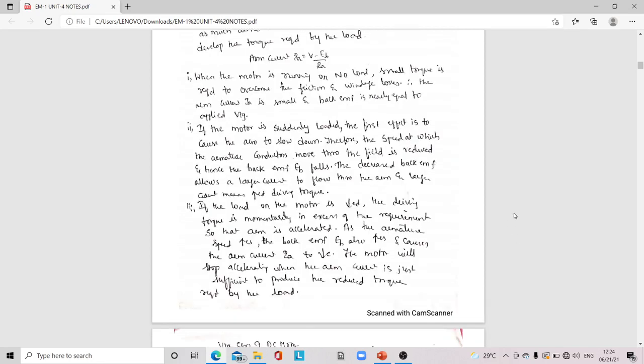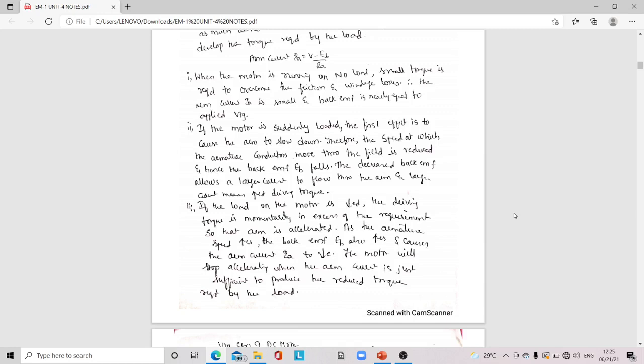Now the third point we will see: if the load on the motor is decreased. So we have seen no load, suddenly loaded with high load, and now if load is decreased. If the load on the motor is decreased, driving torque is momentarily in excess of the requirement. So the armature will be accelerated as the armature speed increases. So load decreases, speed increases. Back EMF also increases and will cause the armature current to decrease.